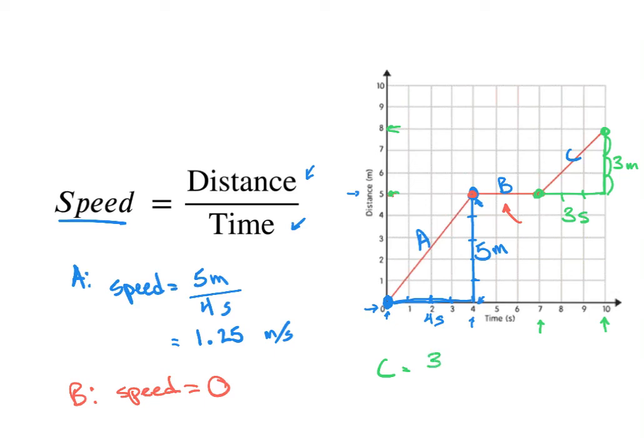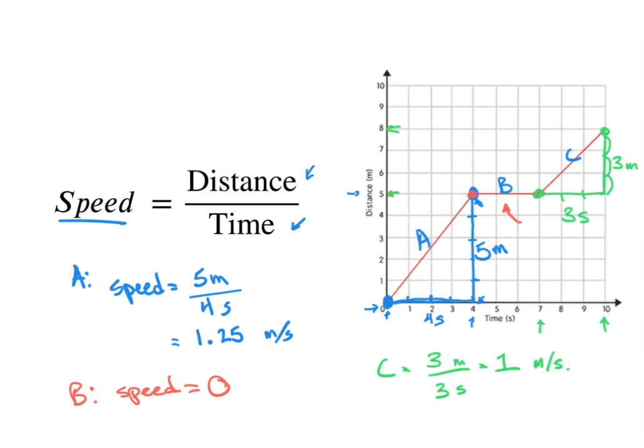So to calculate our speed for part C, we're basically just going to take our distance, which was 3 meters, and divide it by our time, which was 3 seconds. If I do 3 divided by 3, that's going to be 1. So that is 1, and the units are the same as before. They are going to be meters per second. And that's it. That's how you can calculate speed from a distance time graph.